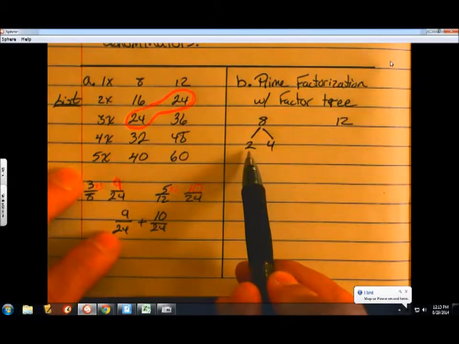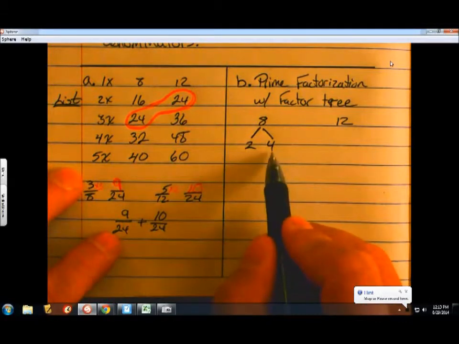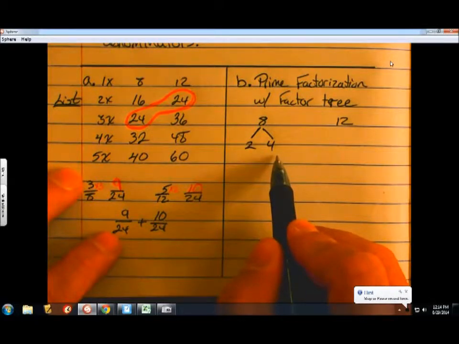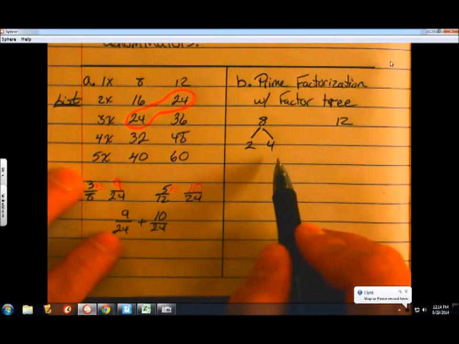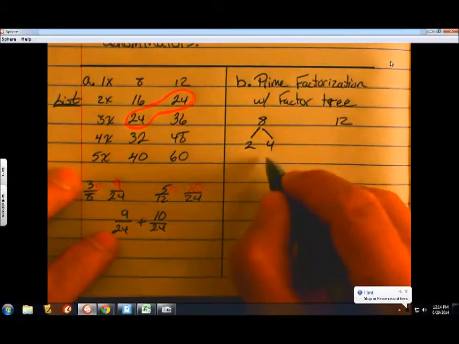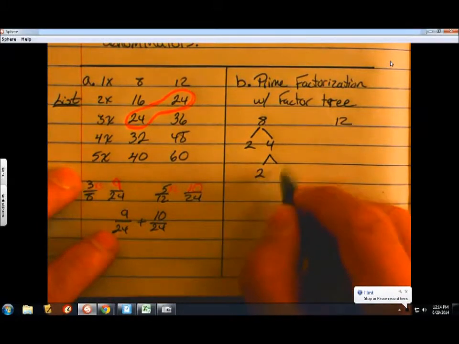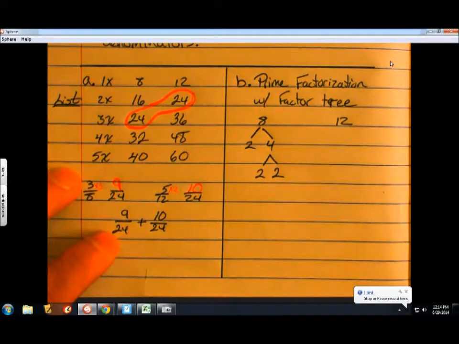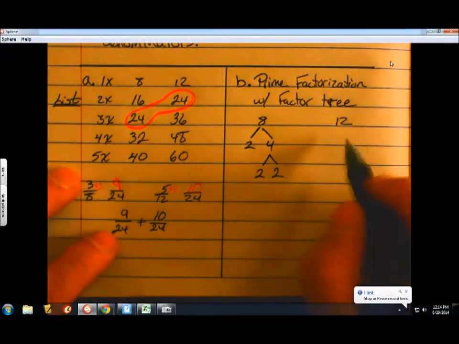2 is a prime number, so that stays, but 4 is not. So what we need to do is we need to do prime factorization again on 4. So what are two numbers multiplied together to give you 4? Well, 1 and 4, obviously, and 2 and 2. So the prime factors of 8 are 2, 2, and 2. That's 2 times 2 times 2.